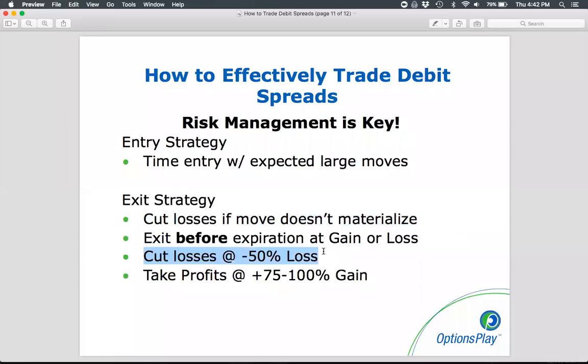Conversely, if it's going in your favor, you want to take profits when it's reached about 75 to 100% gain. So if you bought an option for $2 and it's now trading at $3.50 or $4, that's when you should consider taking some profits, at least partial profits. So if you're trading multiple contracts, you want to at least take maybe half that position off when it hits that 75 to 100% target. If you're only trading 1 or 2 contracts, you should probably take all your profits.